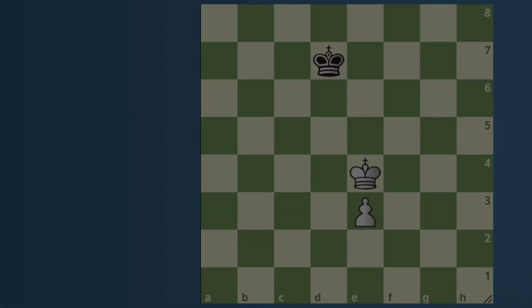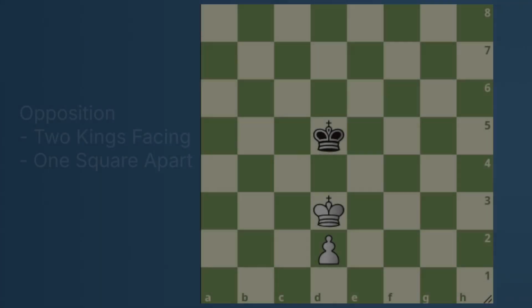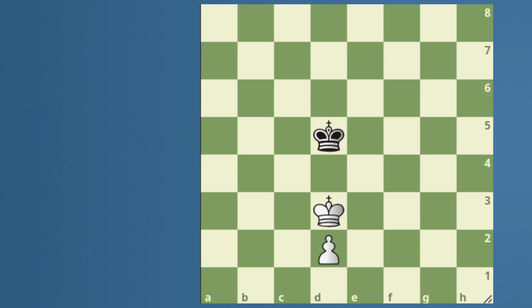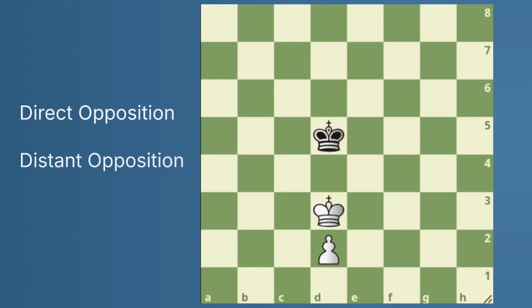Let's start with a clear definition. Opposition occurs when the two kings are facing each other with exactly one square between them. This is sometimes called the direct opposition. And there is another kind of opposition called the distant opposition. We'll look at the distant opposition in another video. In general, when the word opposition is used, the meaning is the direct opposition.